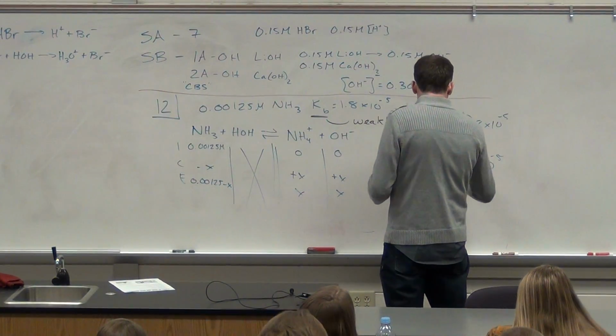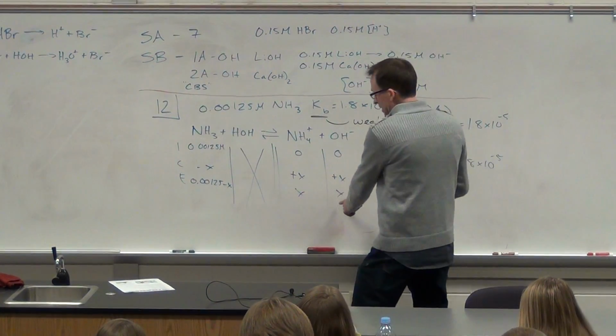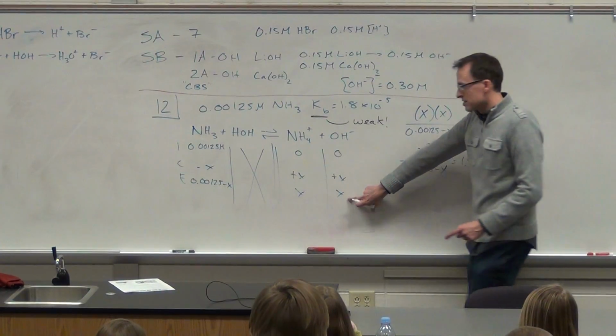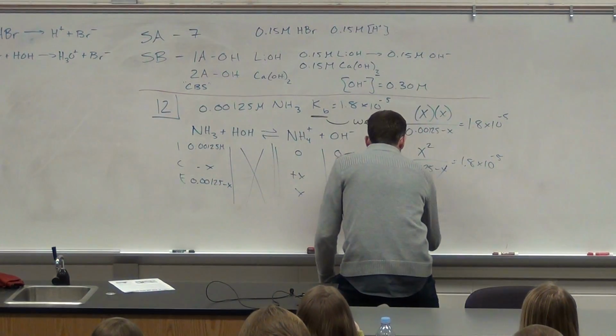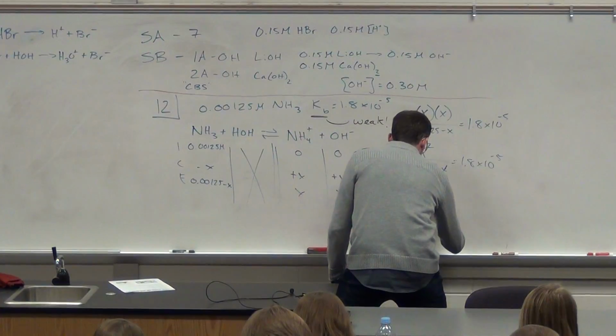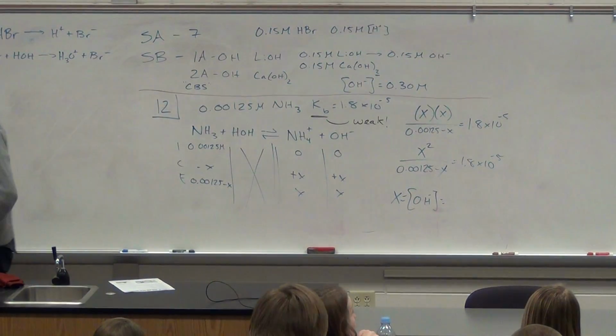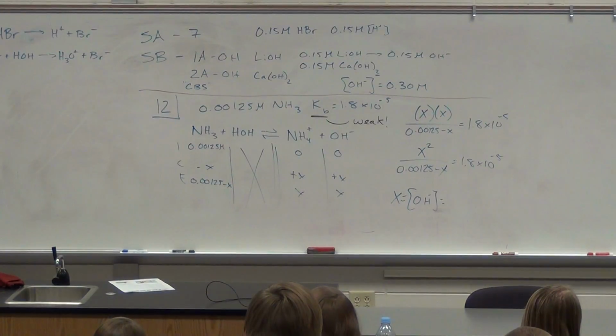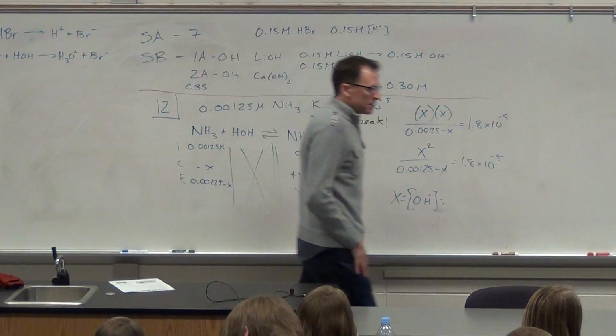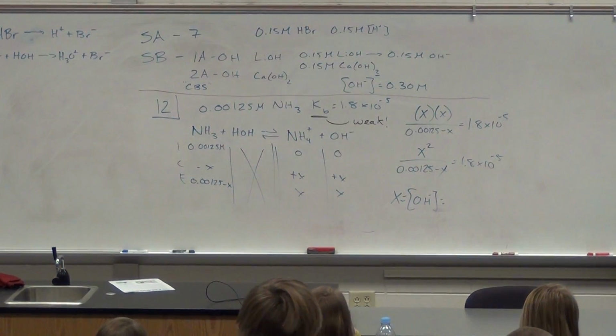I cross that out, I solve for it, and notice, x on the bottom is OH minus. So how I usually write it is x equals OH minus, because it's all about H plus or OH minus. And then I go forward. If you're good or not with that, that's one I wanted to show.